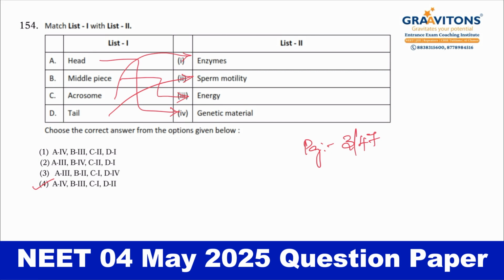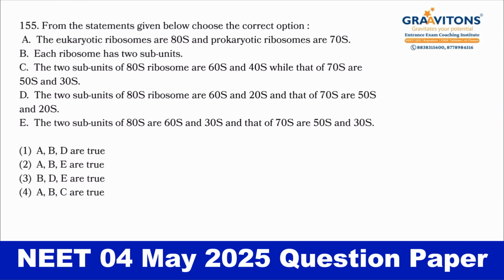Okay, so now question number 155. From the statements given below, choose the correct option. So here regarding the ribosomes it is given. The eukaryotic ribosomes are 80S, of course, yes. And prokaryotic ribosomes are 70S. So this is correct. And each ribosome has 2 subunits. This statement is also correct. The 2 subunits of 80S are 60-40 and 70S are 50-30. Yes, it is correct. And the remaining 2 statements are wrong. So answer for this question is option 4.